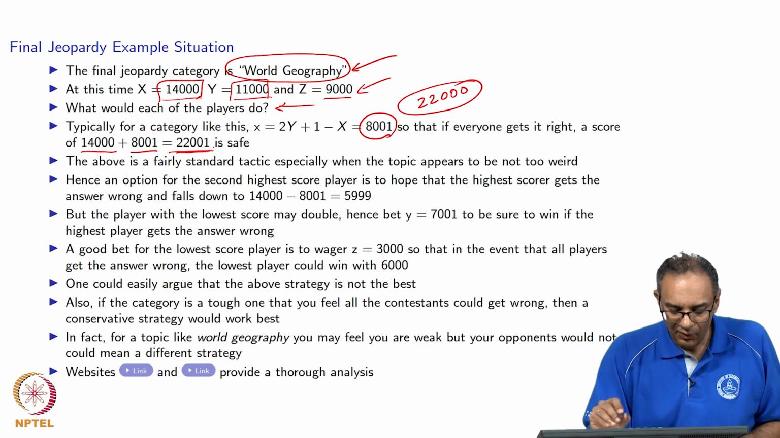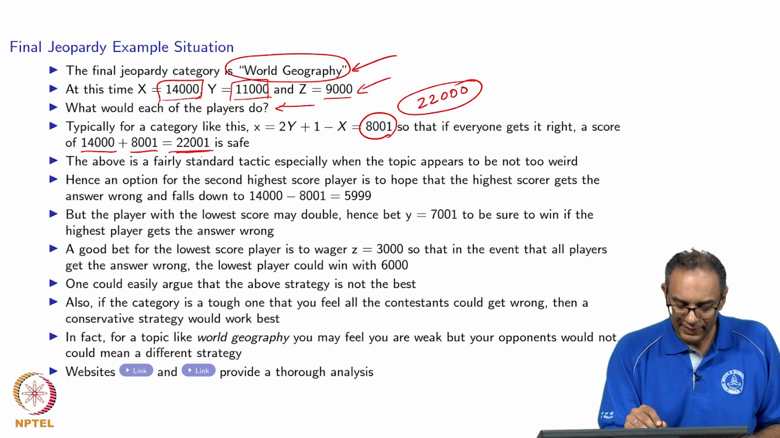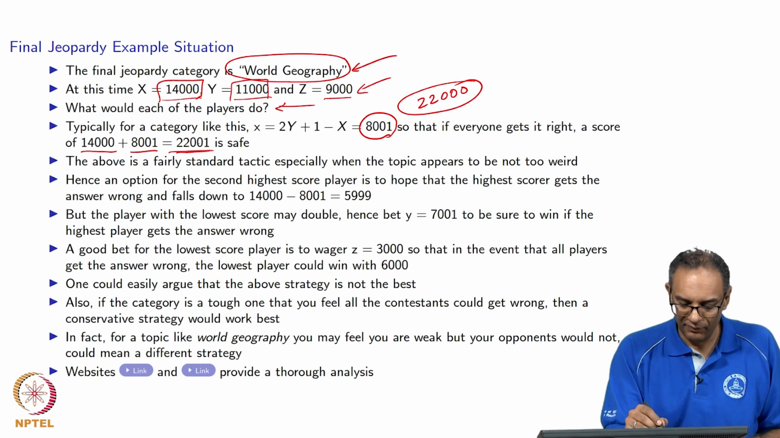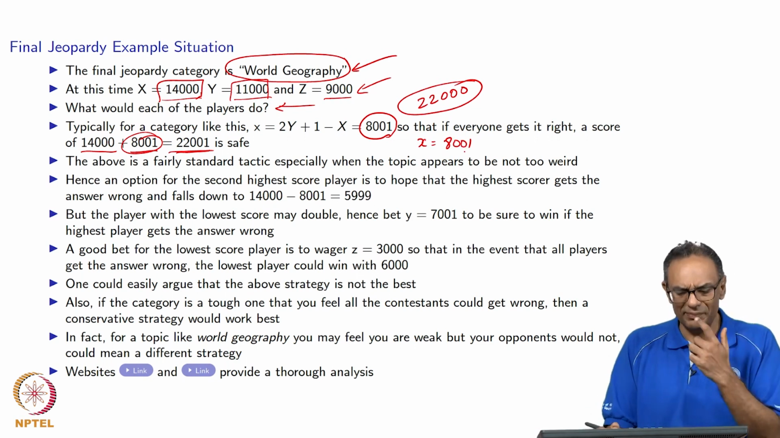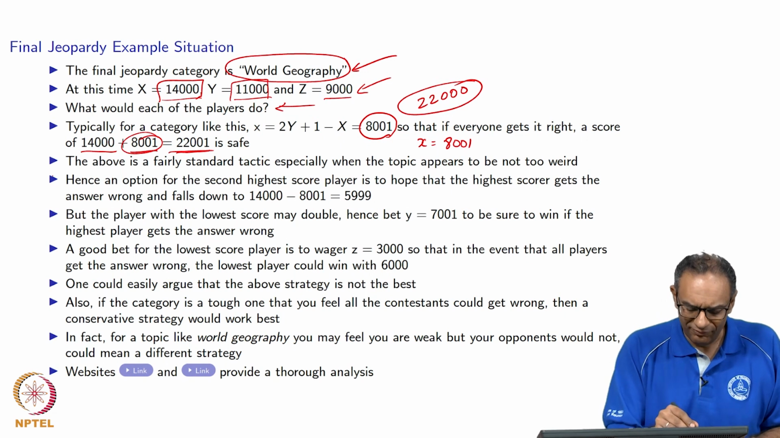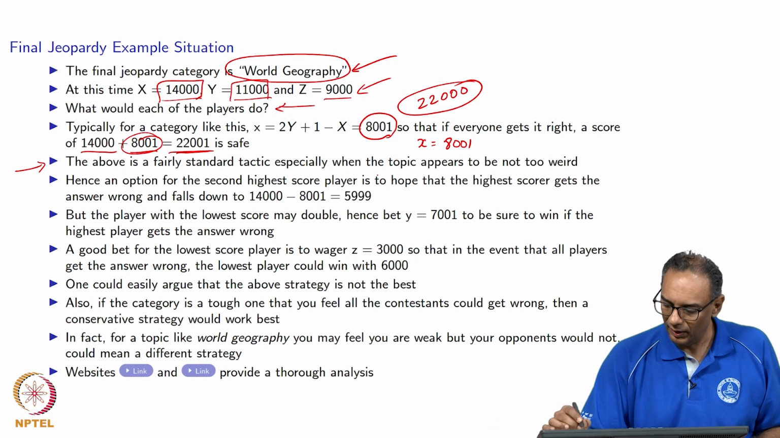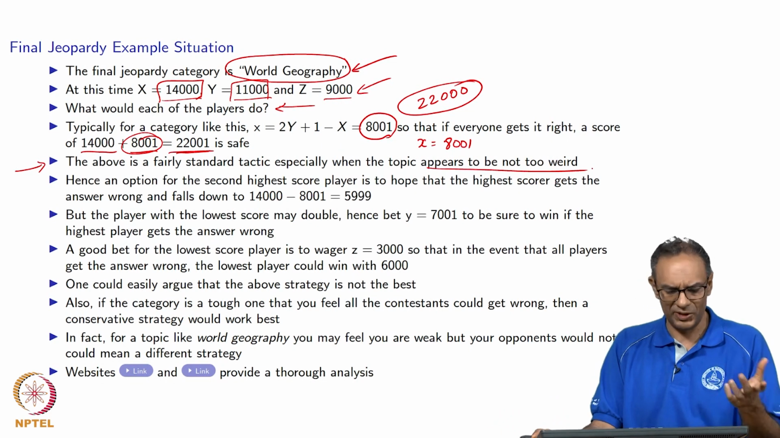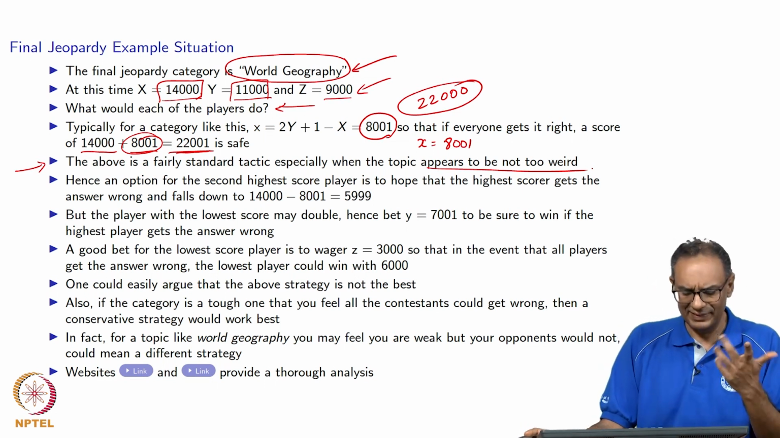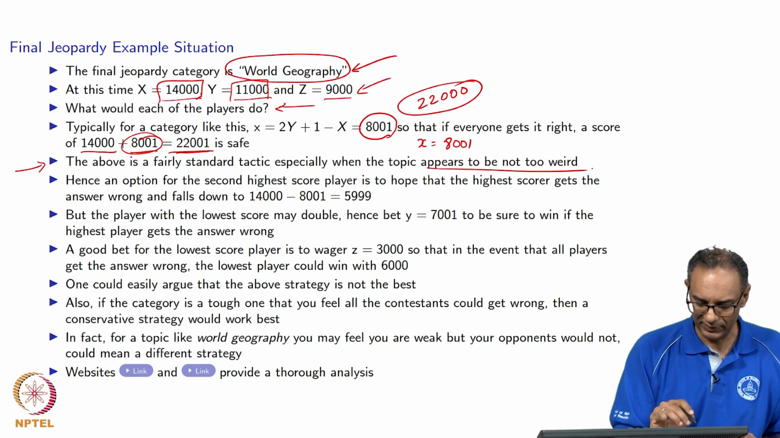So what we will do is we will say, let us go ahead and wager 8,001. So little x is 8,001. This is a reasonably good strategy. This is a very standard tactic. Almost all the top players generally do that, especially when the topic is not terribly weird. Let's say, for example, the topic is Shakespeare and you're not strong in that. Yes, it does make sense for you to wager somewhat lesser, but otherwise it's a pretty good choice.